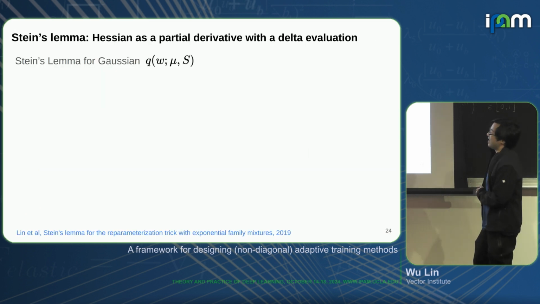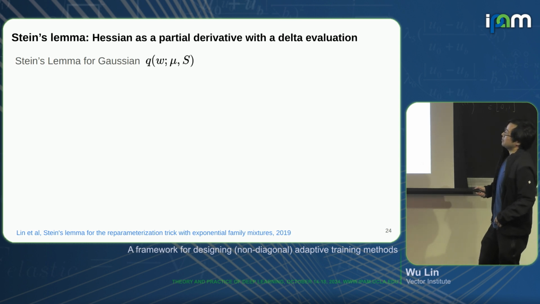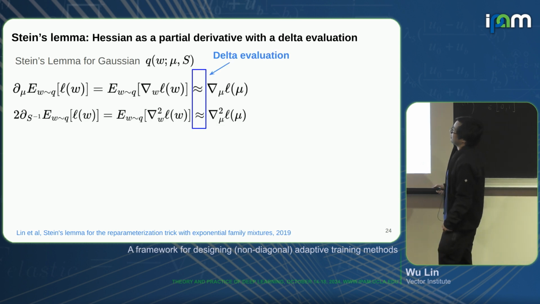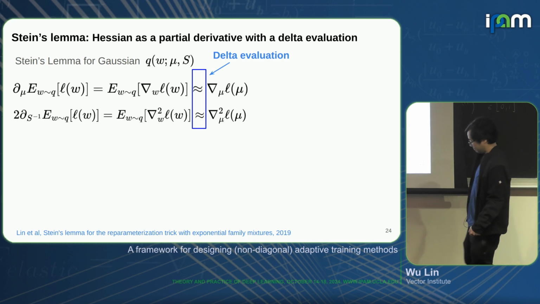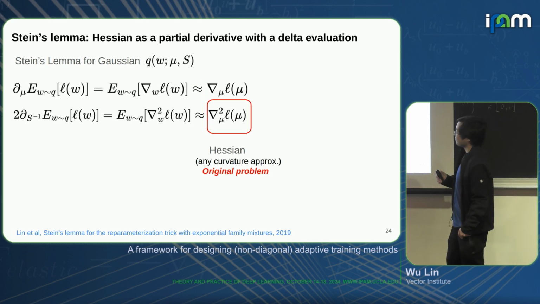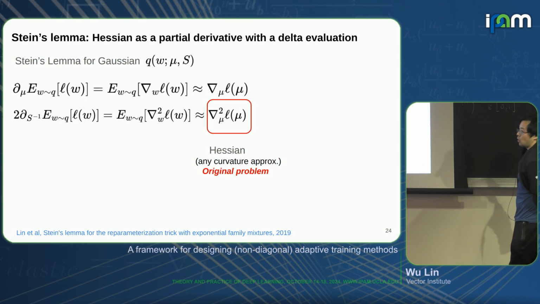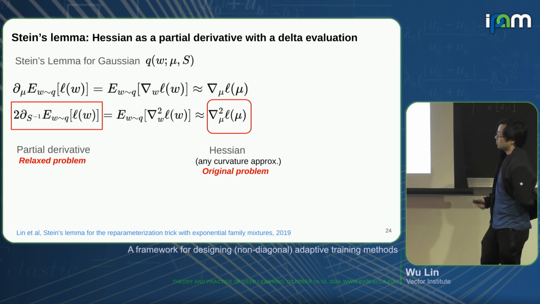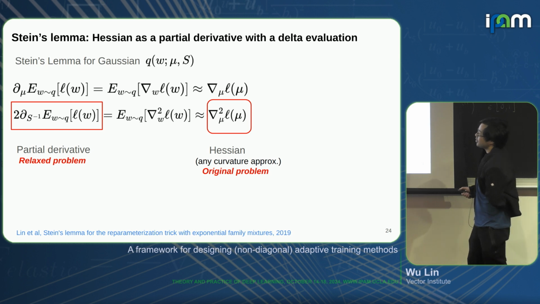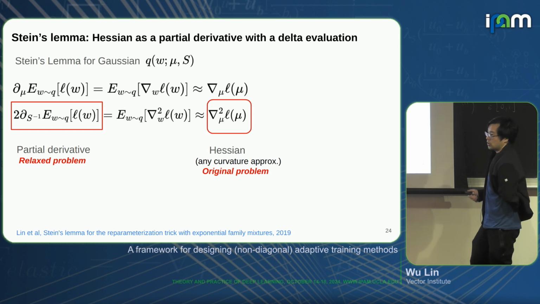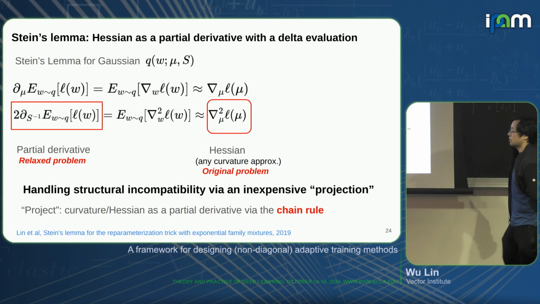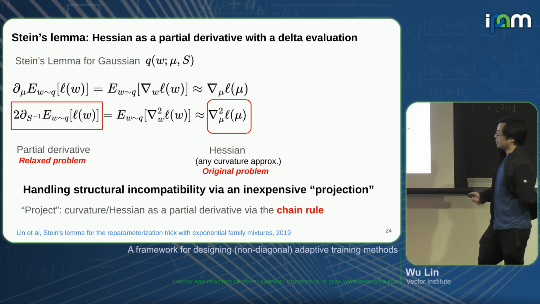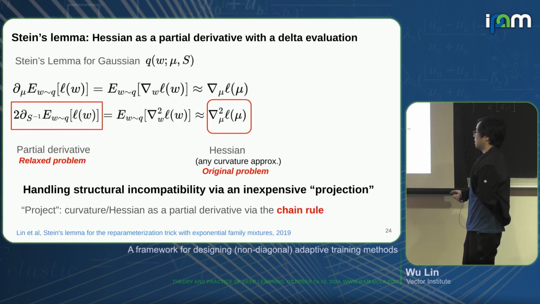Now let's talk about the Stein lemma, because this allows us to view the Hessian as a partial derivative. Let's look at the second line of the identity. As you can see, on the right-hand side is the Hessian of the original problem, and on the left-hand side is the partial derivative of the relaxed problem. This suggests that we can view the Hessian or any curvature approximation as a partial derivative. And this allows us to use the chain rule to project the curvature as a partial derivative into another new parameter space.